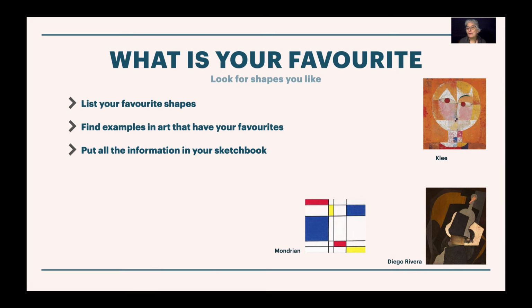Klee loved circles, and then he broke them up with rectangles and triangles. Diego Rivera, in this painting, repeats rectangular shape. Mondrian was the king of rectangles and the arrangement of rectangles with their colors. If you want to study only rectangular shapes, he would be the one to look at. Put all this information in your sketchbook and start sorting what you really like.